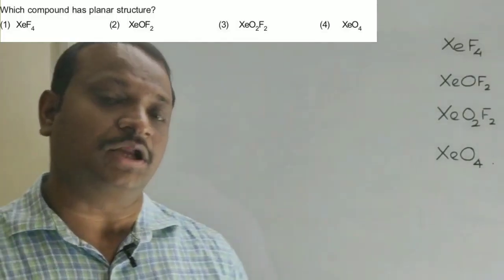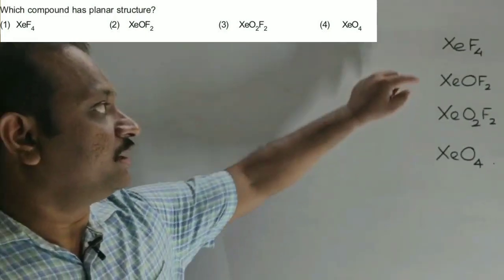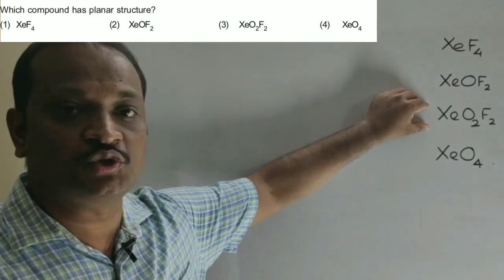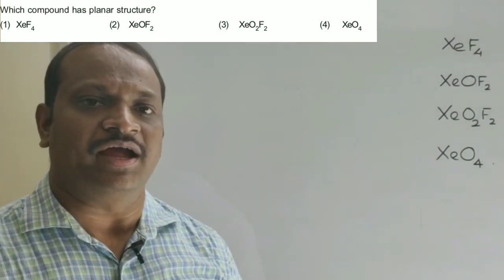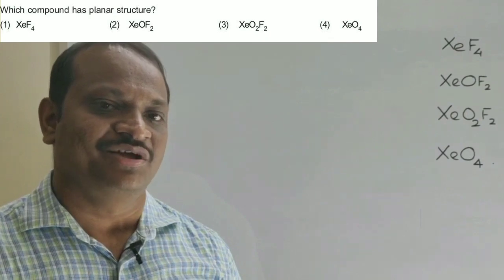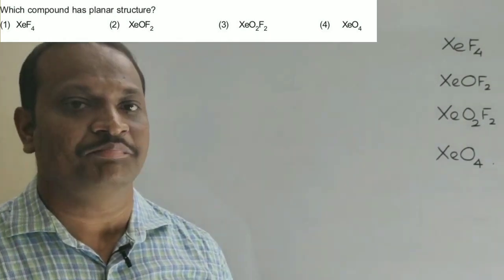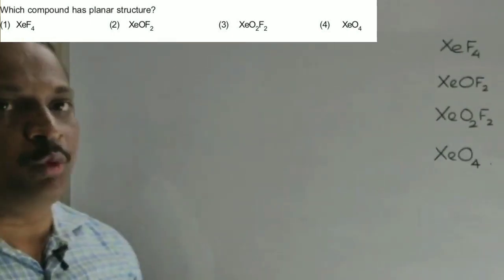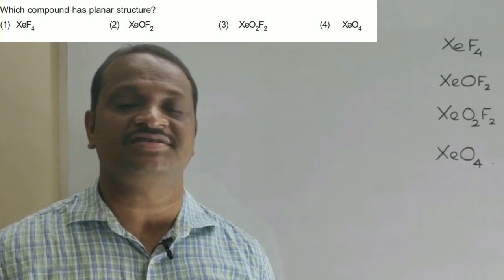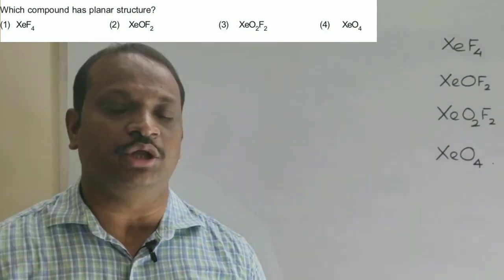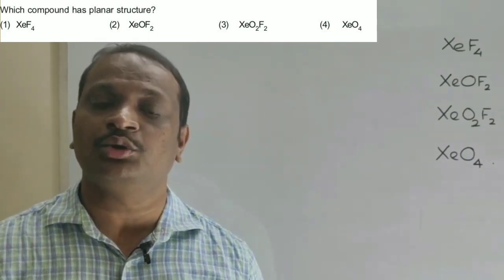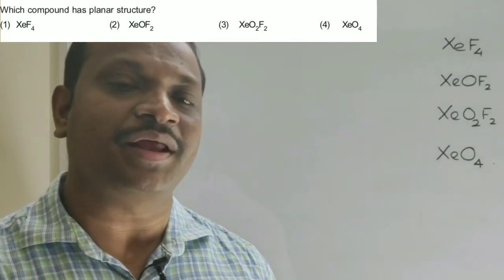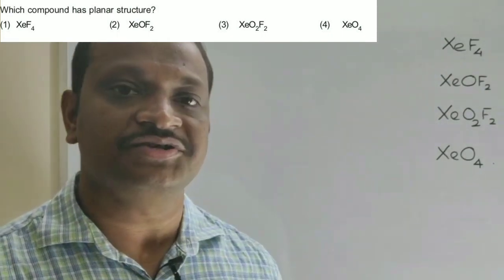So in this particular question, they have given XeF4, XeOF2, XeO2F2, XeO4. Actually, all these noble gas compounds we need to study very thoroughly because questions can come from that side. And they're asking, which of these has a planar structure? I have told you earlier how to find the number of bond pairs and lone pairs. After finding them, we can think about the structure.